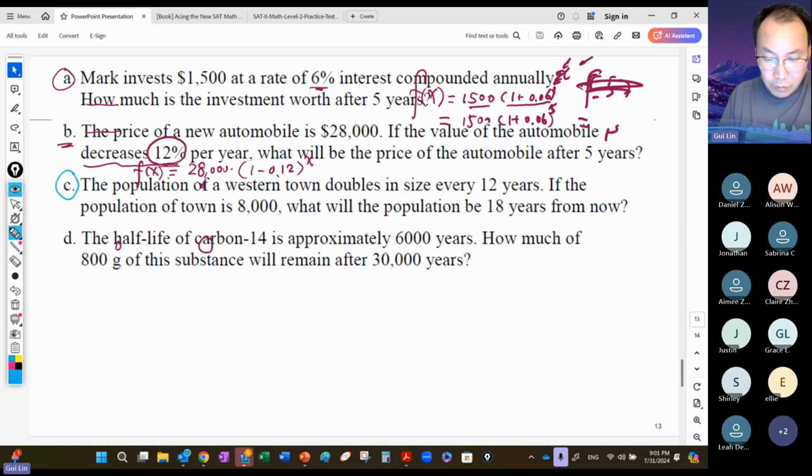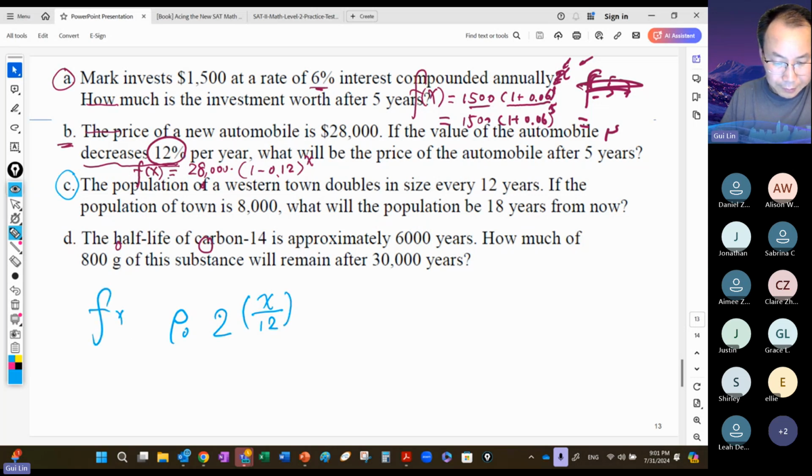The population of a Western town doubles its size every 12 years. So every 12 years, with x as the number of years, we divide x by 12. How many 12-year periods have passed? Its population will double. Initially the population is P0 times 2 to the power of x over 12. Every 24 years, it means the population is 4 times the initial.